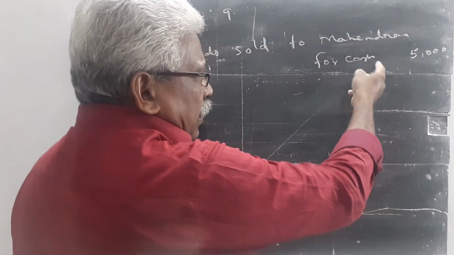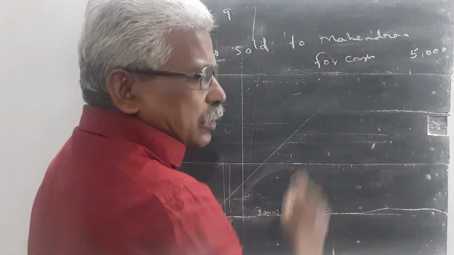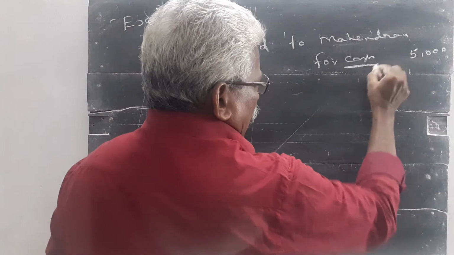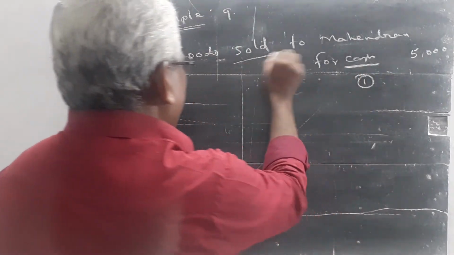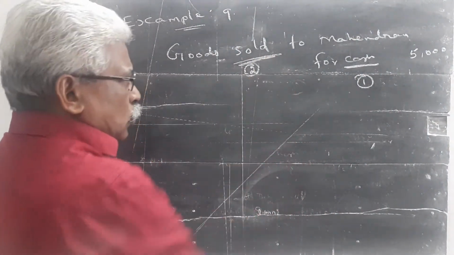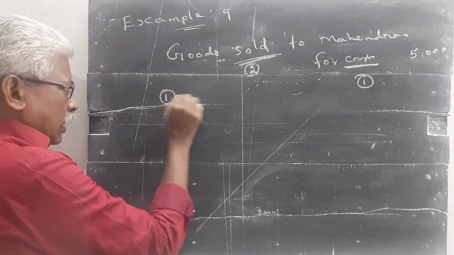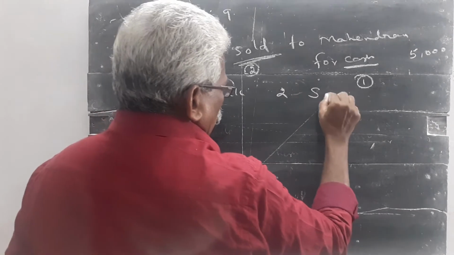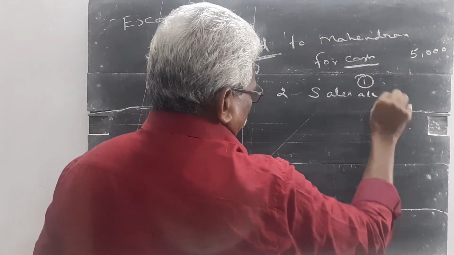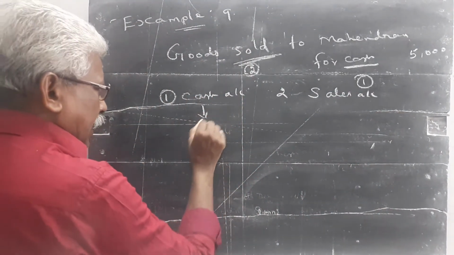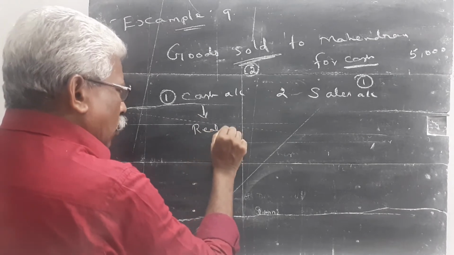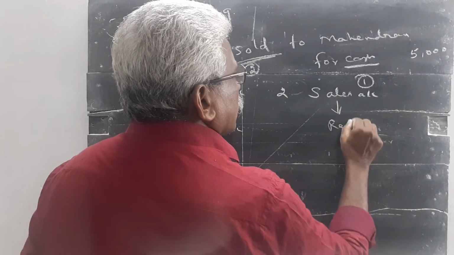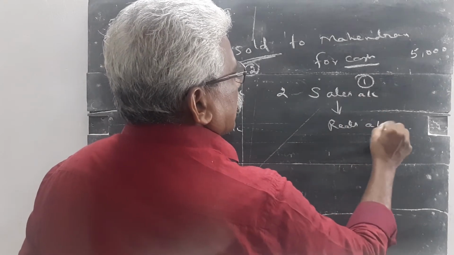So automatically we received cash when we sold the goods. So Mahendran account is not necessary. The two accounts are number 1, cash account, number 2, not sold account, sales account. Cash is a real account. Sales, goods also, is a real account. Sales is a classification of goods account.